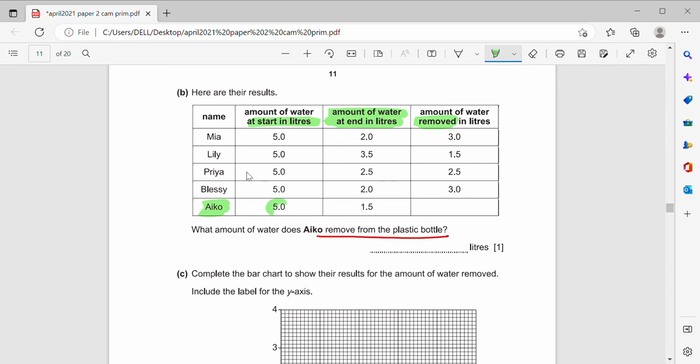عندي هنا الستارت بتاع ايكو 5, amount of water at the end 1.5, يبقى what's the amount removed؟ هنطلعها ازاي؟ يبقى this minus this، يبقى 5.0 minus 1.5 which is equal to 3.5 liters. دي amount removed.